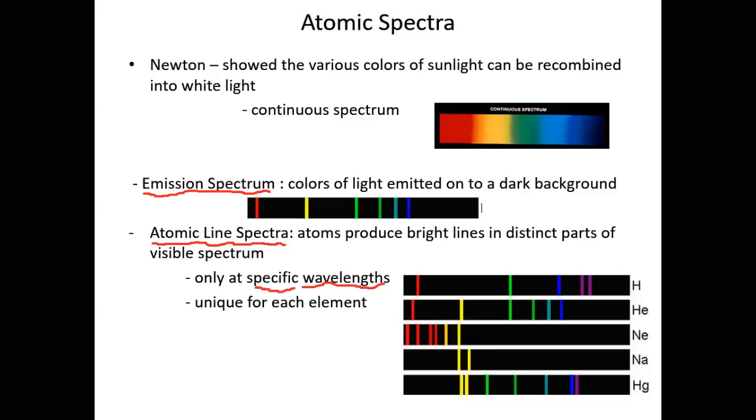So you see hydrogen emits a red photon, a green photon, a blue photon, and 2 violet photons. And remember, hydrogen only has 1 electron, so this is the 1 electron moving around. Helium, a red photon, a yellow photon, 2 greens, and 2 blues. So helium has 2 electrons. Again, this is how the electrons move in the elements. So every element has its own unique atomic spectrum.